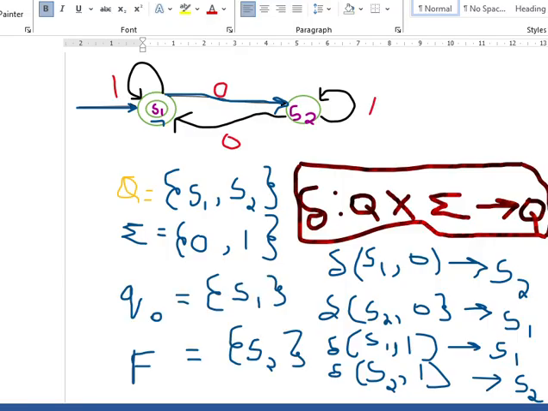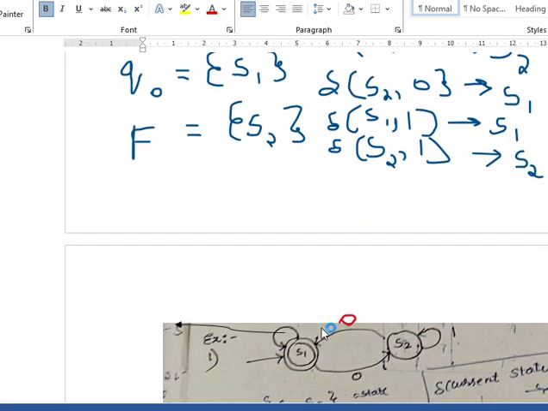Now look here. In this way, we will be representing the FA as a 5-tuple system. Now let's see one more question so that you can have some idea.